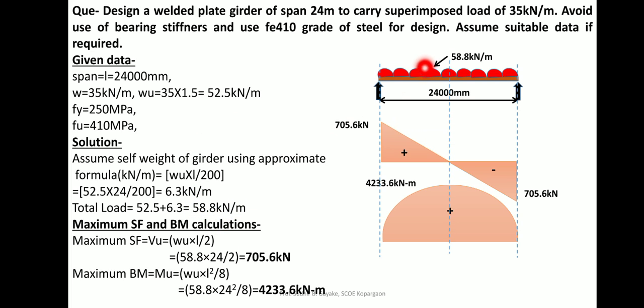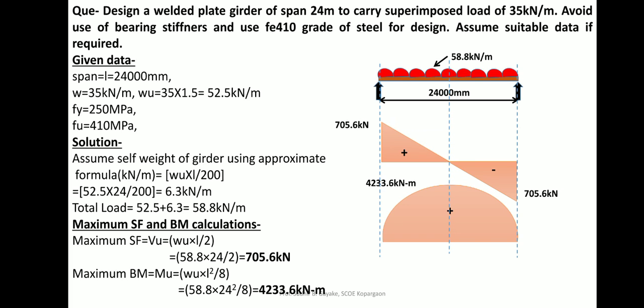Now put this value here and calculate maximum bending moment and maximum shear force. So the values we are getting are near about 705.6 kilonewton, and bending moment we are getting 4233.6 kilonewton meter. Now you can observe the value. Almost that value is greater than 4000 kilonewton meter.